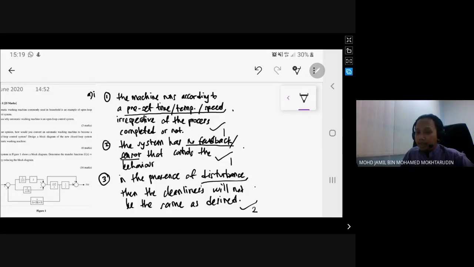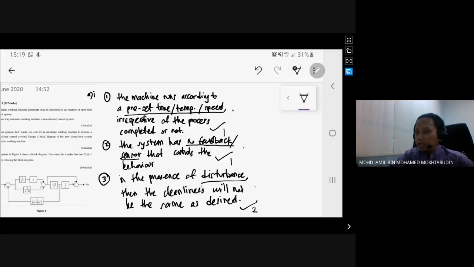Okay, so I write fixed time instead of preset time. Acceptable juga. Okay, so if you say the machine runs according to a fixed time, boleh juga, as long as you have some description saying that the machine works for a given specified time. So output not compared with input is something similar to point number 2, the system has no feedback. So if no feedback meaning that the system cannot compare the output with input. Okay, so you get 1 mark for saying the words output not compared to input.